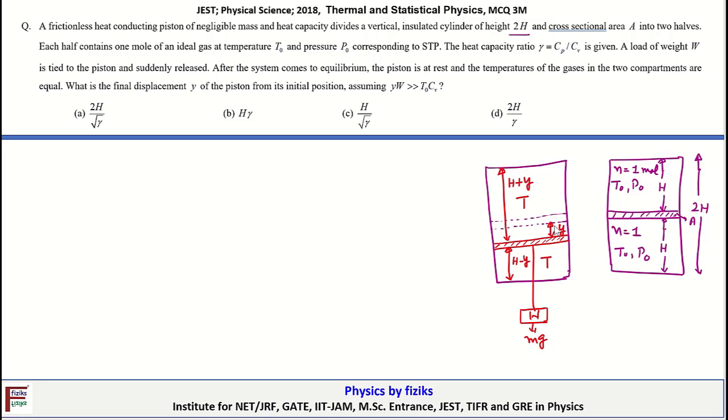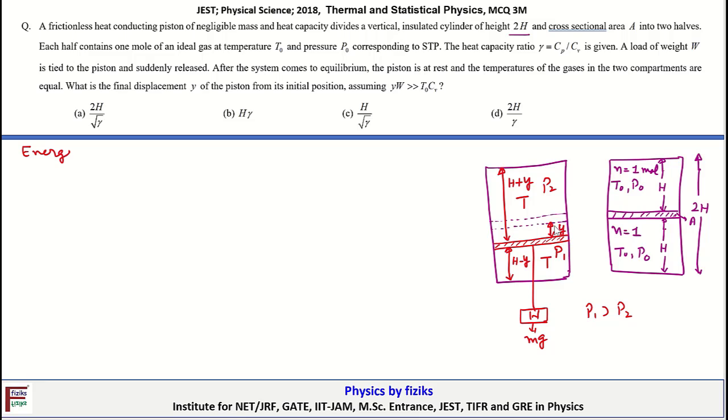Since the piston is moving in the downward direction, the corresponding pressure here is P1 and here it's P2. P1 is going to be larger than P2 because the gas in the lower portion is compressed, so the pressure there is going to be higher as compared to the initial pressure. Now we are going to solve this problem. First of all, we will apply the energy balance. Let's see how we are going to do that.